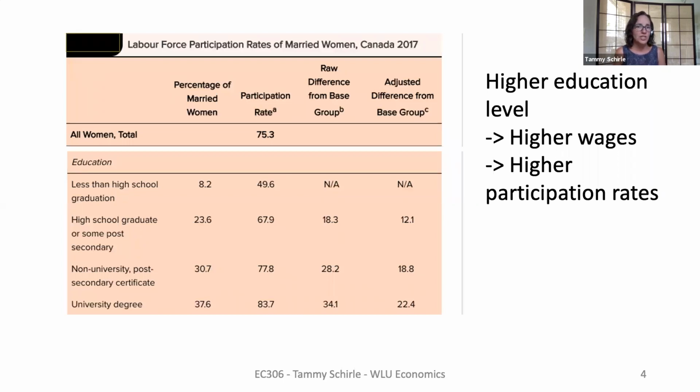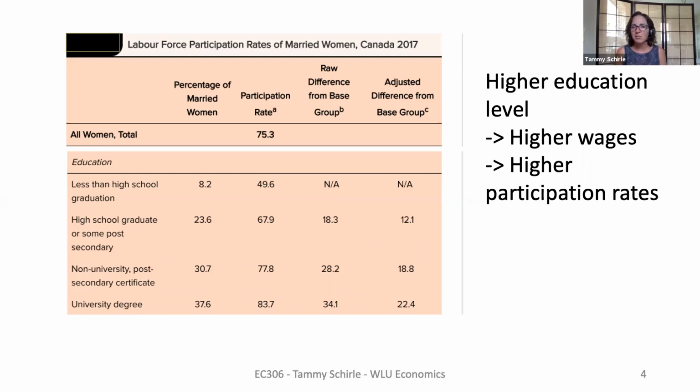So we start there, and in this table, which is quite similar to that in table 2.2 of your text, we see that participation rates of married women within education groups vary quite a bit. For example, the participation rate of women with a university degree is 83.7%, 34.1 percentage points higher than women who did not complete high school.